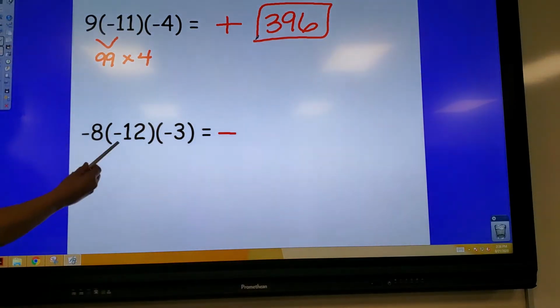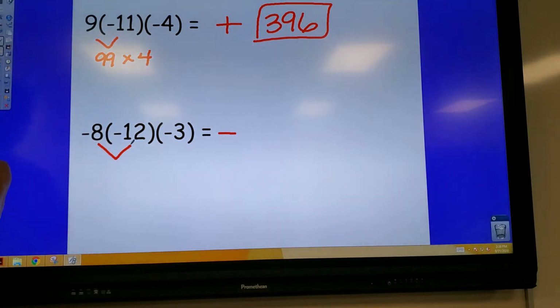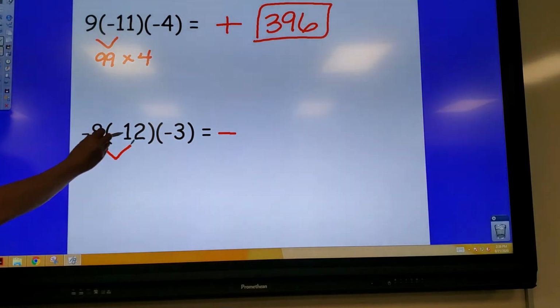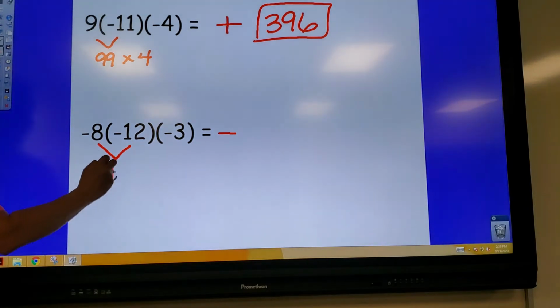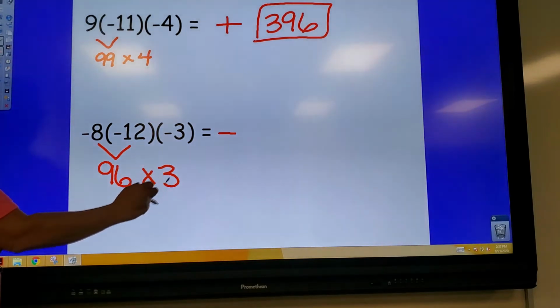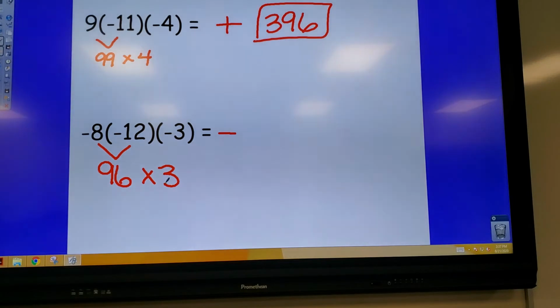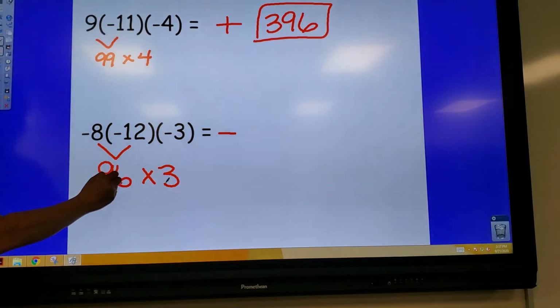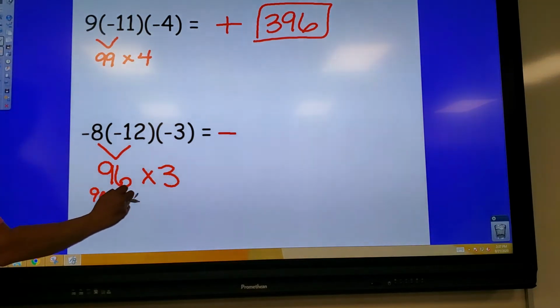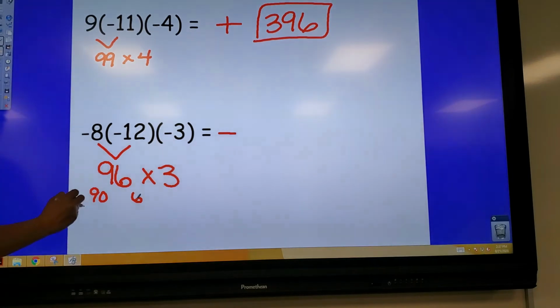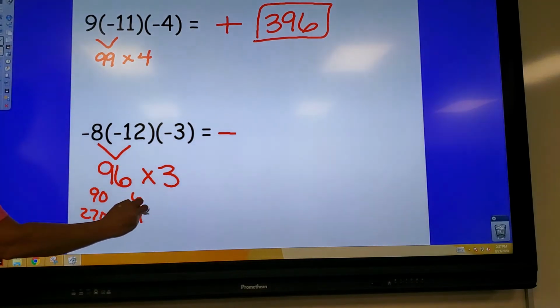All right, on this one, we could say 8 times 12 is 8 times 10, 8 times 2, add them together, 96. Notice I'm not paying any attention at all to my positive, negative signs because we already decided what our answer was going to be. 96 times 3. Again, break it into pieces if you want to do stuff in your head. 90 times 3, 6 times 3, 288.